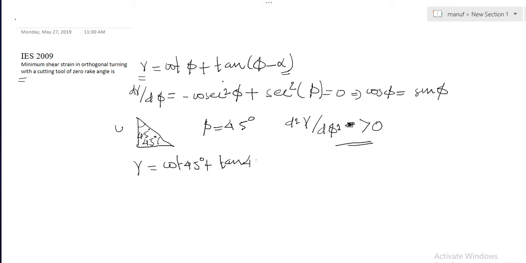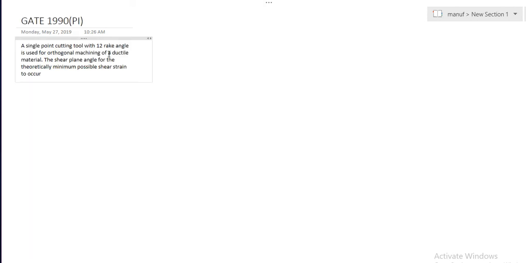So this is the simple question that is asked. In a similar way, one more tricky question is asked, in which the angle alpha is given with some value. So here it is given with 0 degree, but in the next question it is given with some positive value. So we will look at that question. Here in this question, a single point cutting tool with 12 degree rake angle, so alpha equal to 12 degree is given, is used for orthogonal machining of a ductile material.